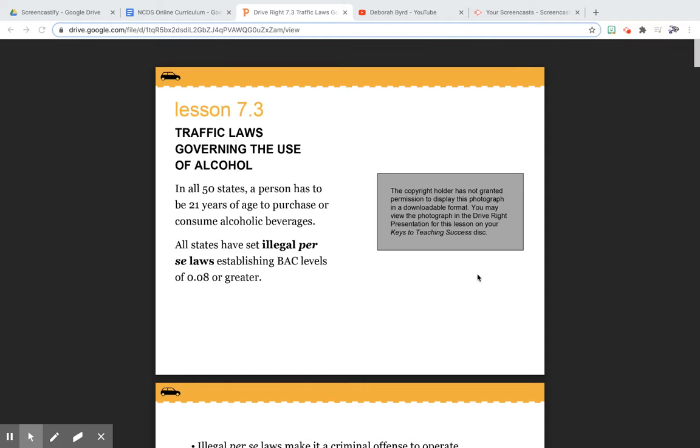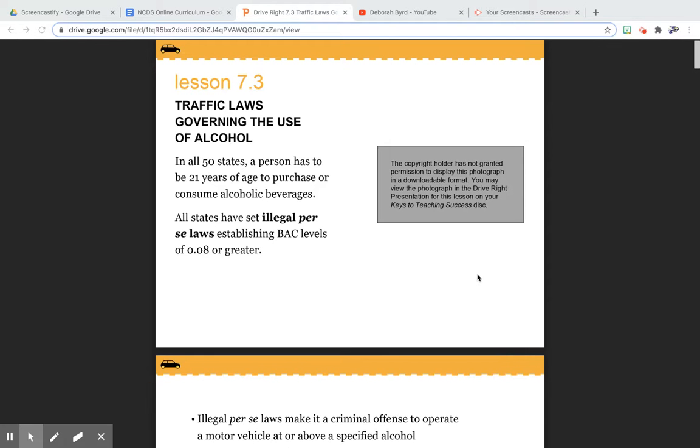Traffic laws governing the use of alcohol. In all 50 states, a person has to be 21 years of age to purchase or consume alcoholic beverages. All states have set an illegal per se law establishing BAC levels of 0.08 or greater. So that's your magic number, 0.08. One more time, 0.08.